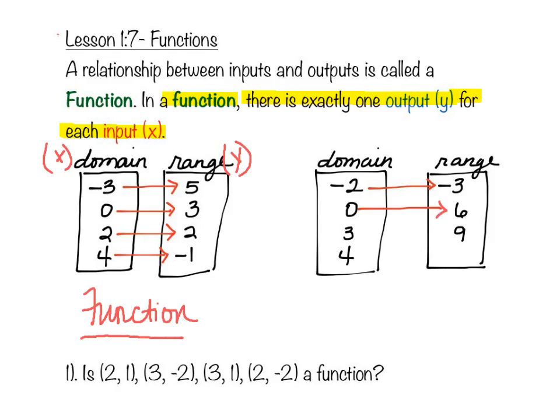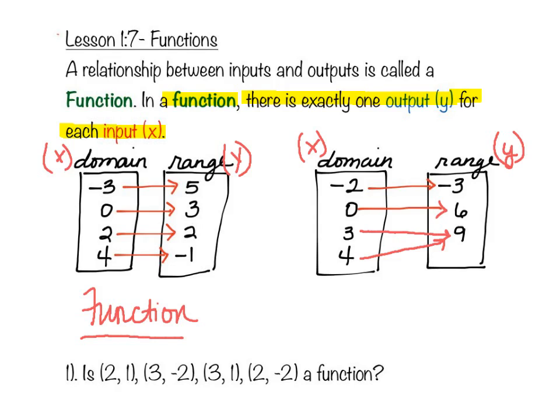Now let's look at this second relation, where these are the members of my domain and these are the members of my range. I'm sorry that this did not come out right, but here we go. So let's determine whether this is a function or not. Well, -2 is matched up with only one member of the range, -3. 0 goes with 6. 3 goes with 9. And 4 goes with 9.